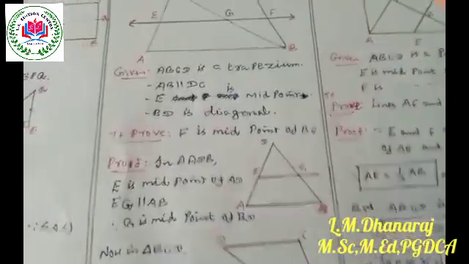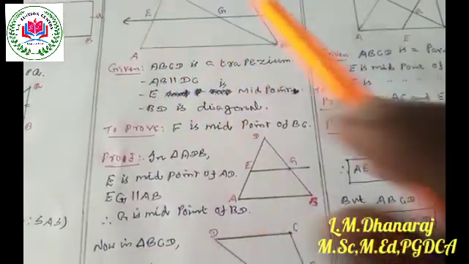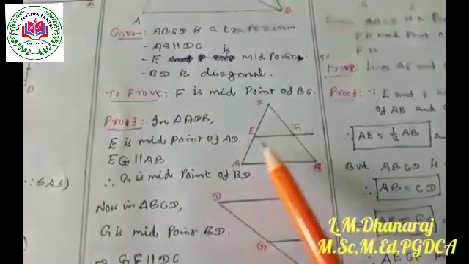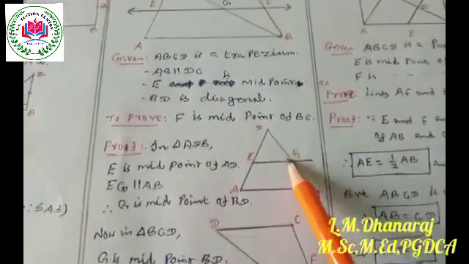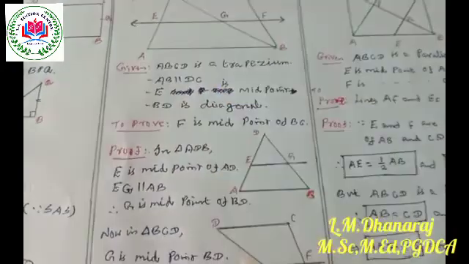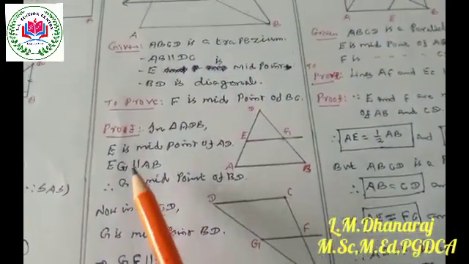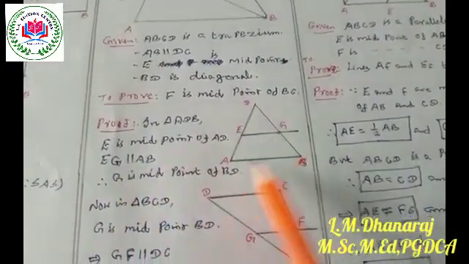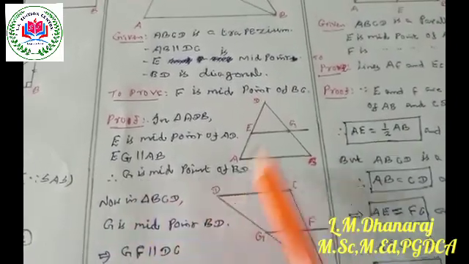For this, let us consider the triangle ADB. So this diagram alone I have taken. So E is the midpoint and G is the point of intersection of the diagonal. Now let us say EG is parallel to AB and G is the midpoint of BD.